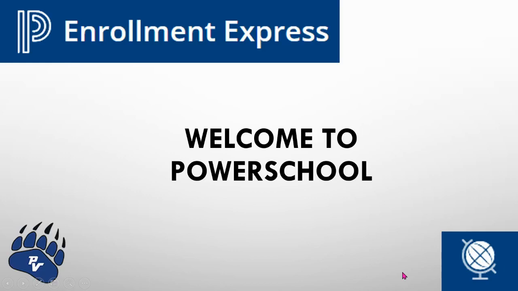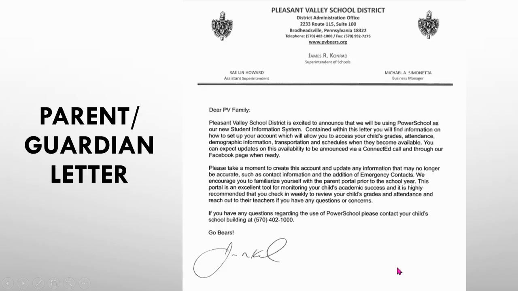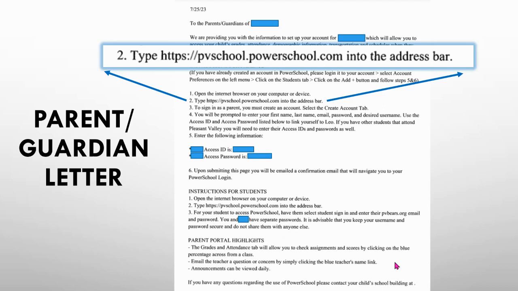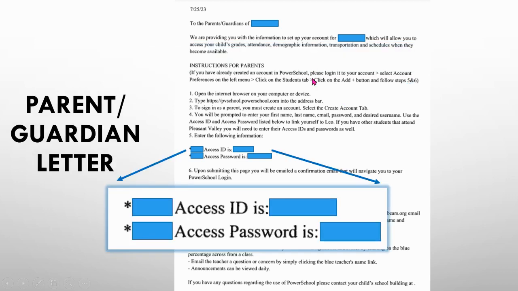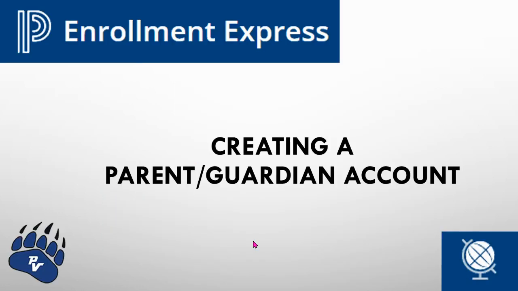Welcome to PowerSchool. If you received a letter from Dr. Conrad about creating a parent or guardian account and you're not sure how to do that, this video will be helpful to you. On page 2 of the document you received are two pieces of information that you will need. One is the address where you will go to create your account, and two is the access ID and the access password for each student you will be linking to your parent guardian account.